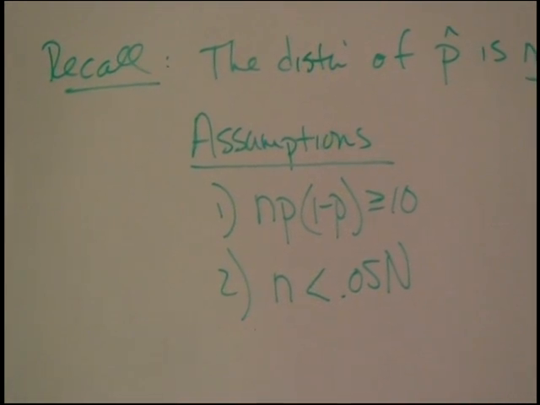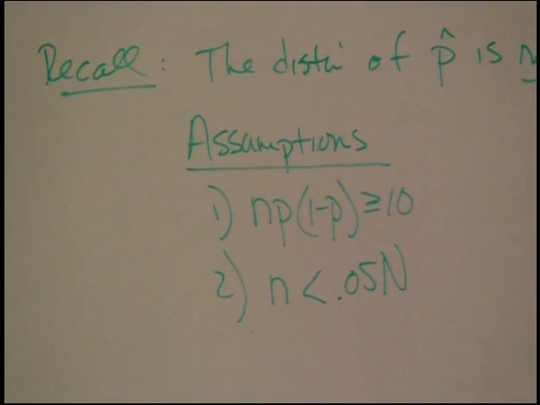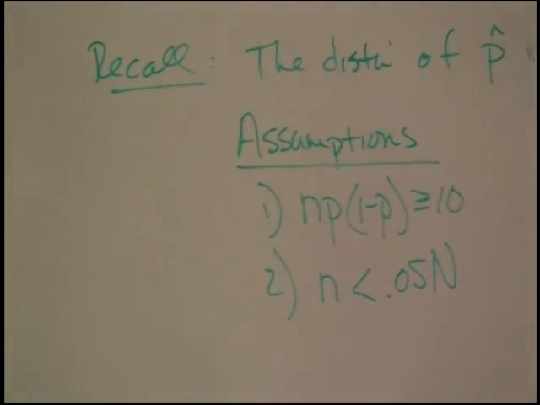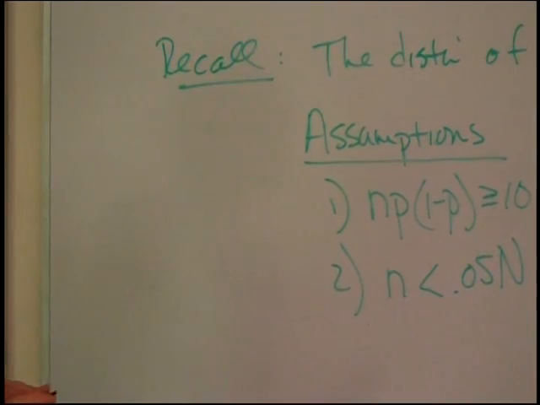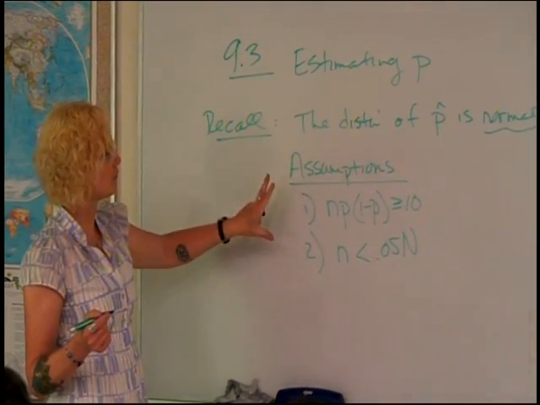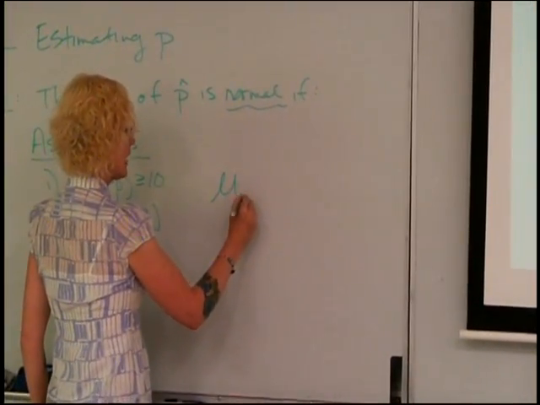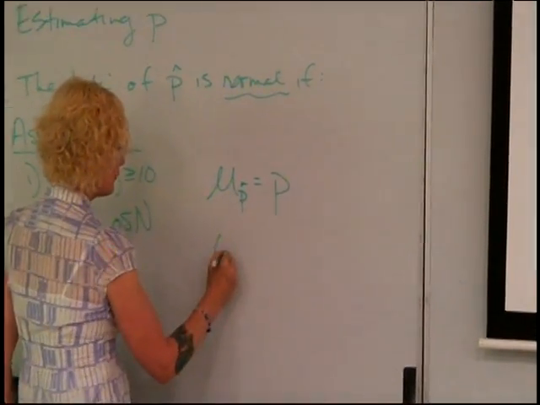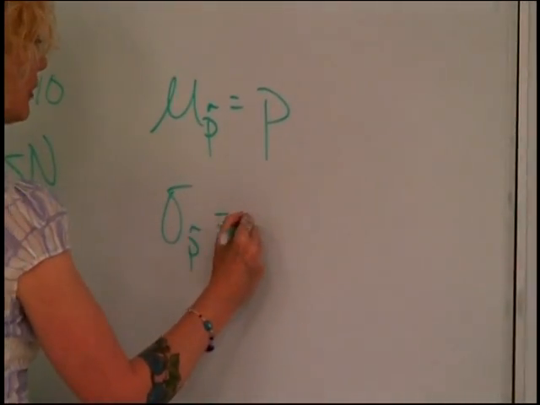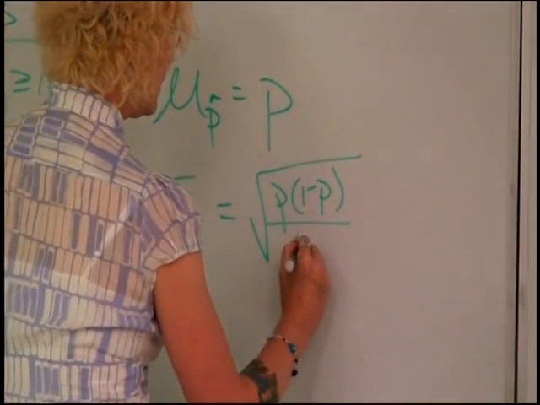And again, you're not going to have to worry a lot about the assumptions, because I'm not going to give you anything that you haven't learned how to do. That would just be mean. I want you to learn this stuff first. So the distribution of p hat is normal if those things occur. The mean of the p hat distribution is p. The standard deviation of the p hat distribution is the square root of p times 1 minus p, divided by n.